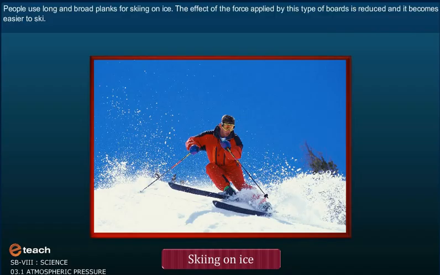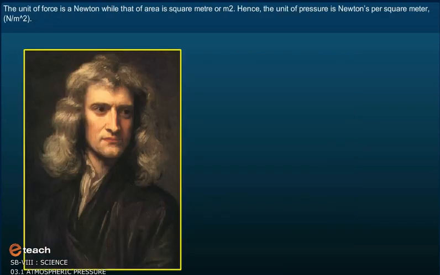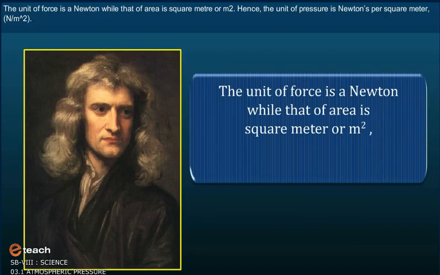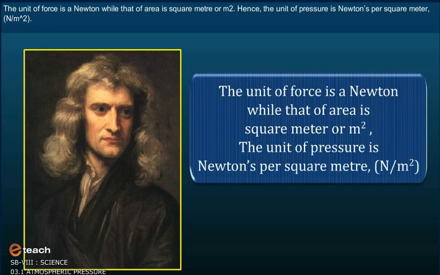People use long and broad planks for skiing on ice. The effect of the force applied by this type of boards is reduced and it becomes easier to ski. The unit of force is Newton, while that of area is square meter. Hence, the unit of pressure is newtons per square meter, that is N by m square. Thus, we see that increasing surface area decreases pressure, while more pressure is felt if the area is small.